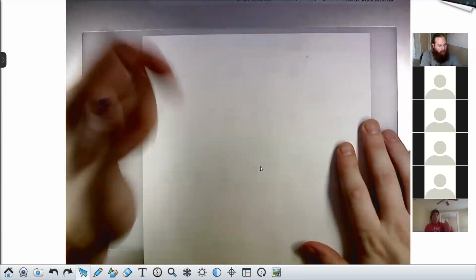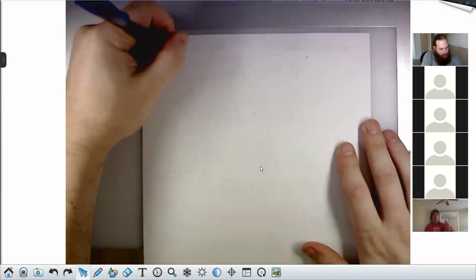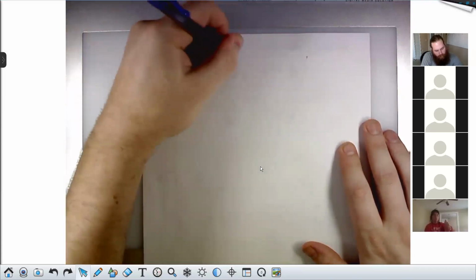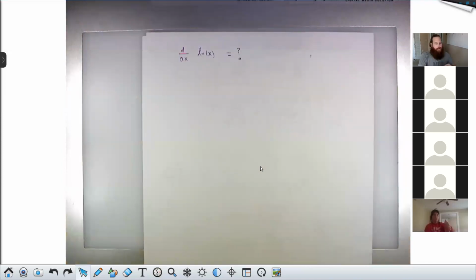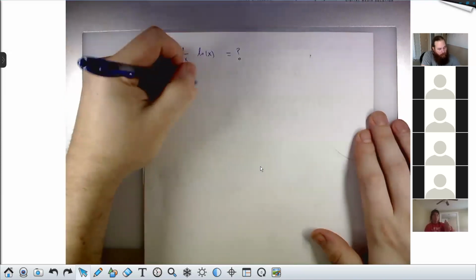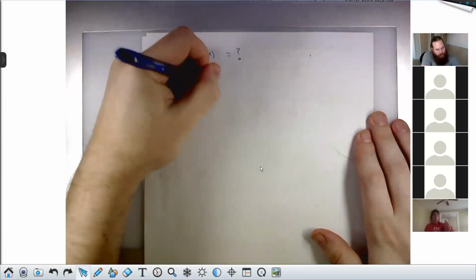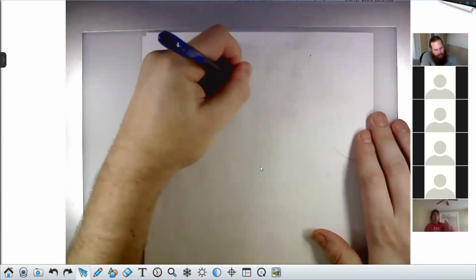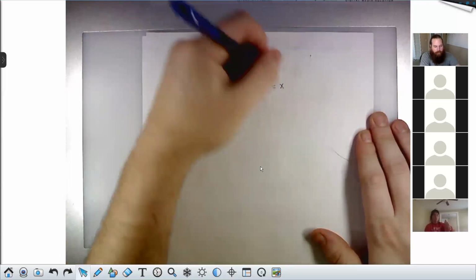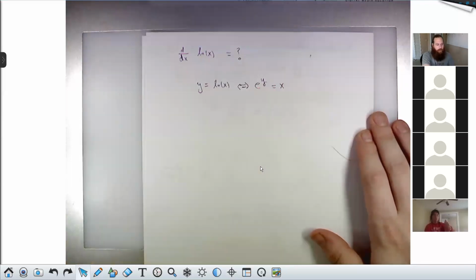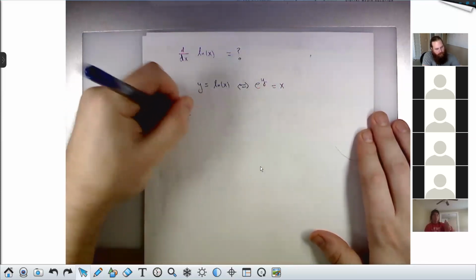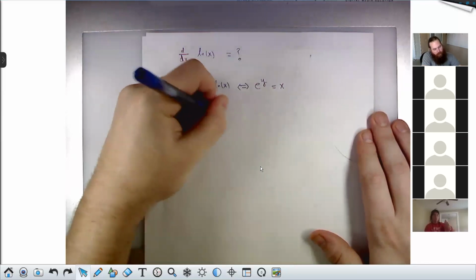Last little thing before I let you go. We don't know how to do this yet. The derivative of the natural log, we don't know yet. But I do know that y equals ln x means the same thing as e to the y equals x. So the same trick that we use to get the derivatives of the inverse trig functions can be used here.